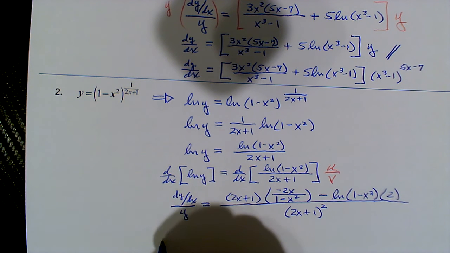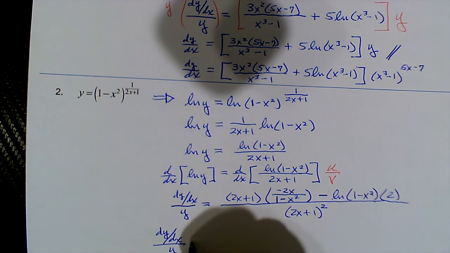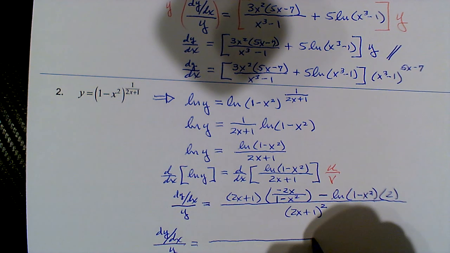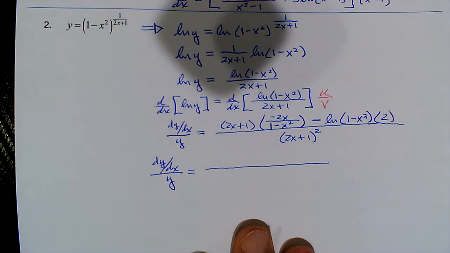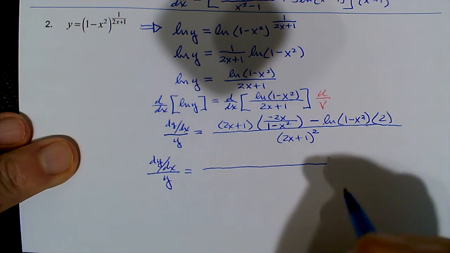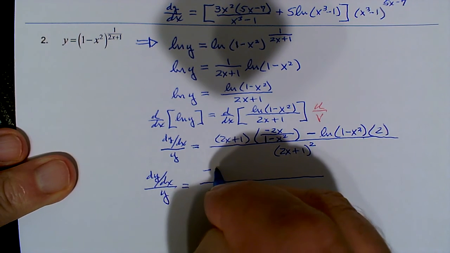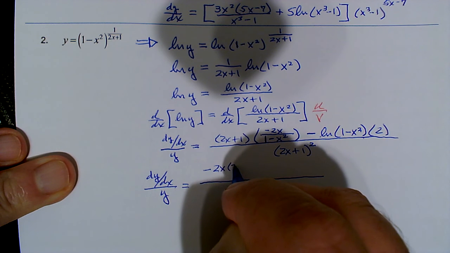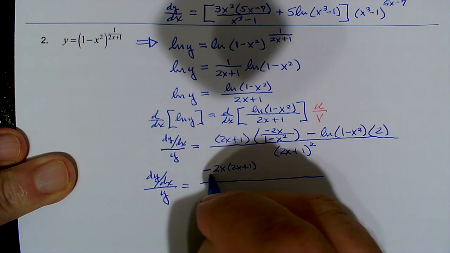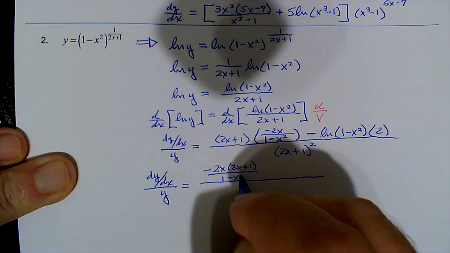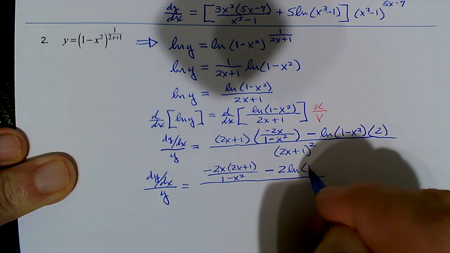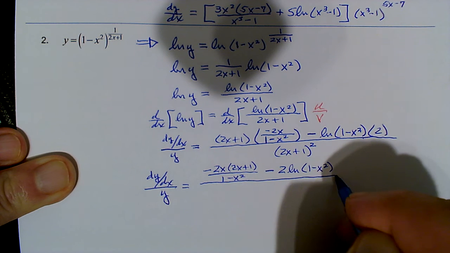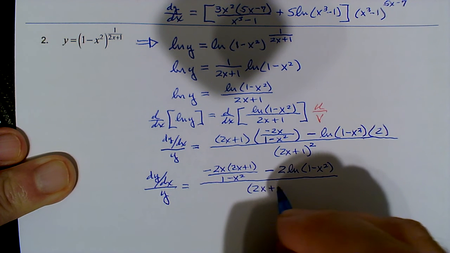Alright, now I'm just going to take a step here and leave the left as it is, dy/dx over y, and a step to clean up the right-hand side a little bit. I'll express the numerator as negative 2x plus 1 over the 1 minus x squared, and then I'll bring this 2 out in front of the natural log of 1 minus x squared, and then that's all over 2x plus 1 as a quantity squared.